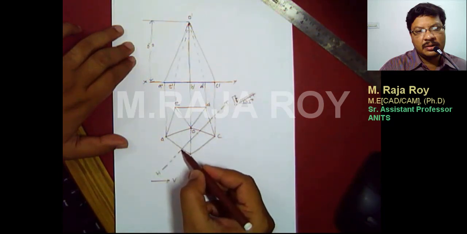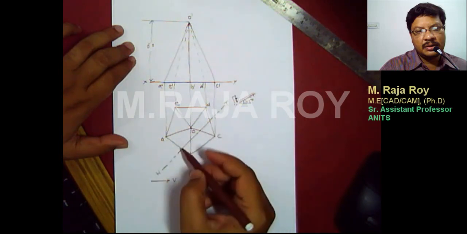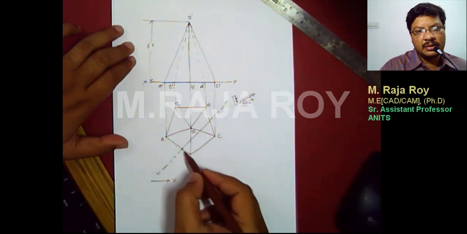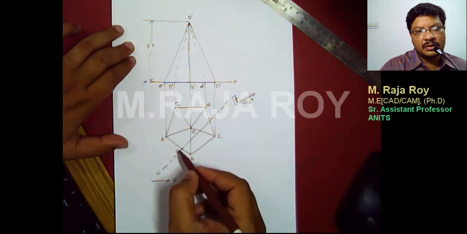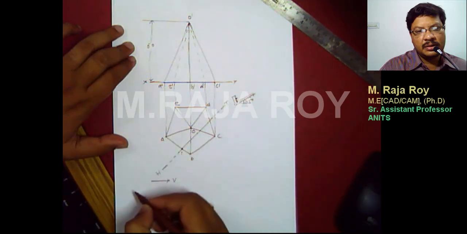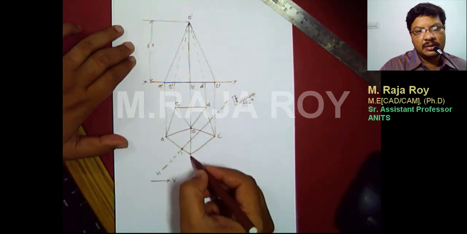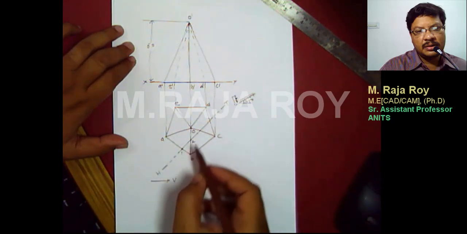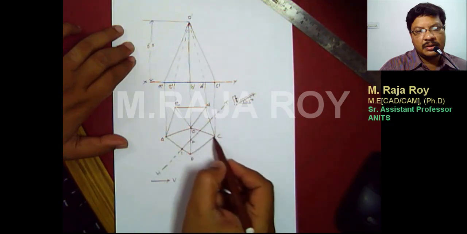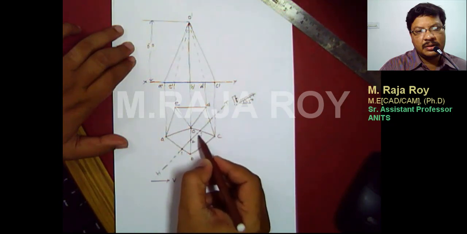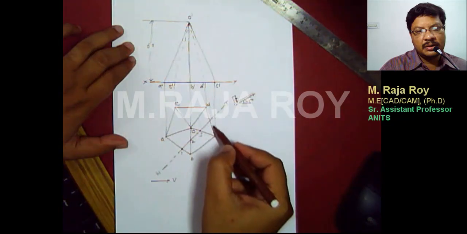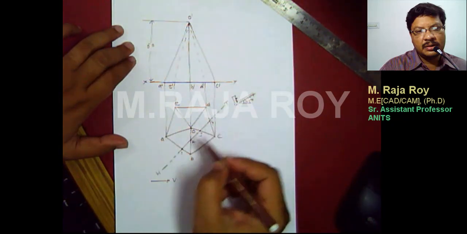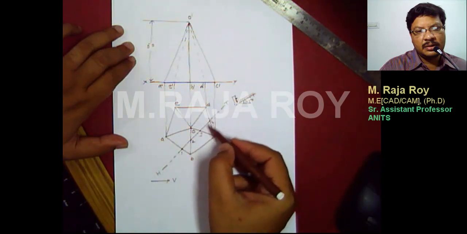Now I am moving from here, left to right. Here this cutting plane is cutting the base edge AB. That means this is the first intersection point here. You call this point 1. Next it is cutting this slant edge OB. That is 2. Next it is cutting this slant edge OC. This point is 3. Next this section plane is cutting this base edge CD. This is 4. Now all are visible.